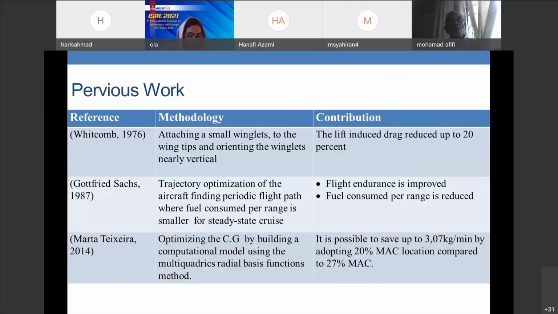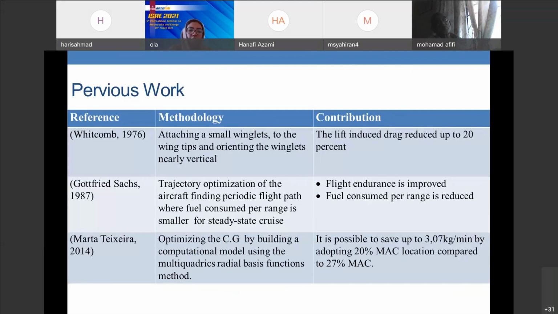Now we're going to look at some of the previous work. We have some of the ways that were used to reduce the fuel consumption. As we know, winglets: attaching small winglets to the wingtip and orienting the winglet nearly vertical. As a contribution, the lift-induced drag was reduced up to 20%. Also, trajectory optimization of the aircraft, finding a periodic flight path where the fuel consumed per range is smaller than for steady-state cruise. The contribution of this study is that flight endurance is improved and the fuel consumed per range is reduced.